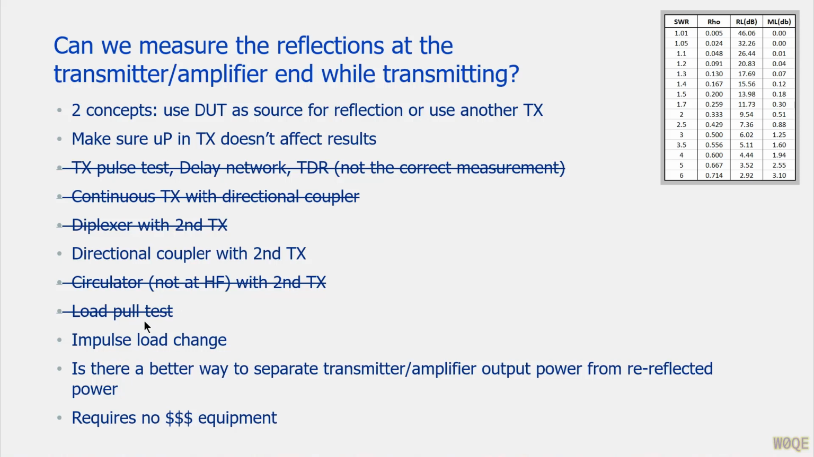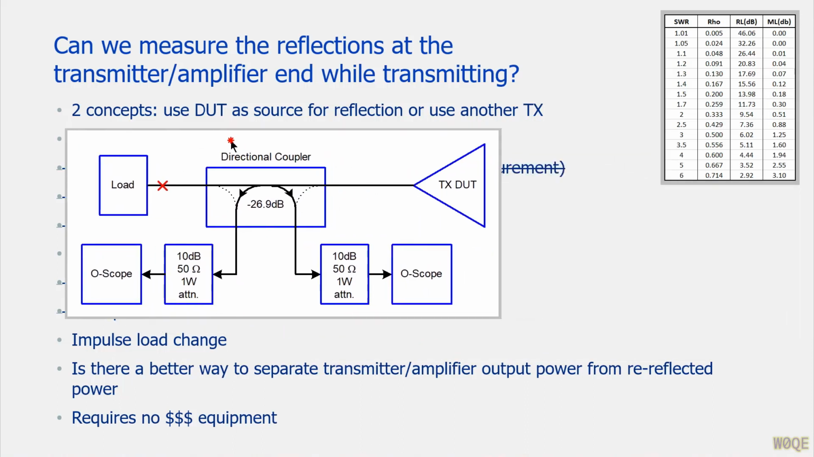It tells you whether the output of the transmitter is fairly symmetrical relative to 50 ohms. And while I could make a measurement like that, it really doesn't tell me what the reflection coefficient of the transmitter may be. Finally, it occurred to me I could perhaps do some kind of an impulse load change. That's back to the original picture again.